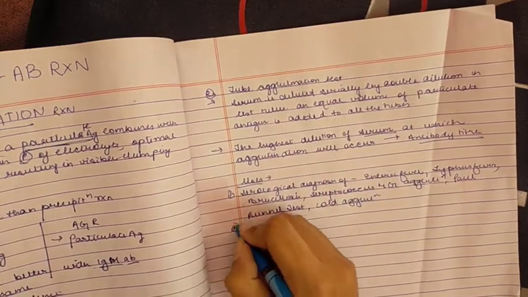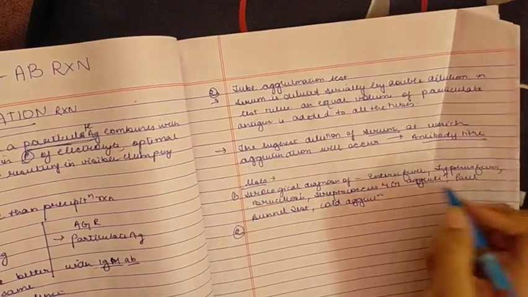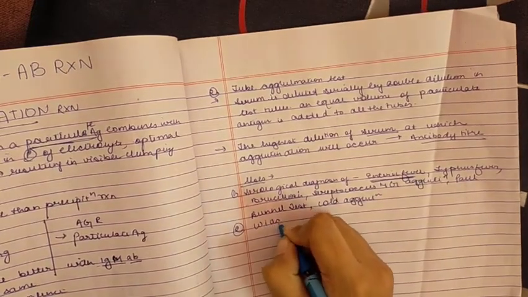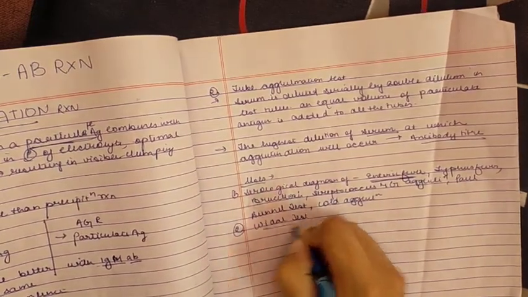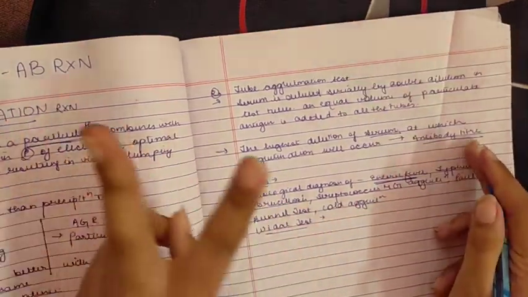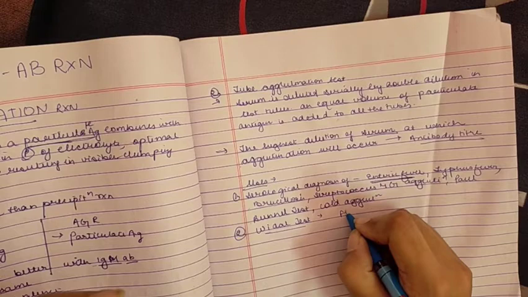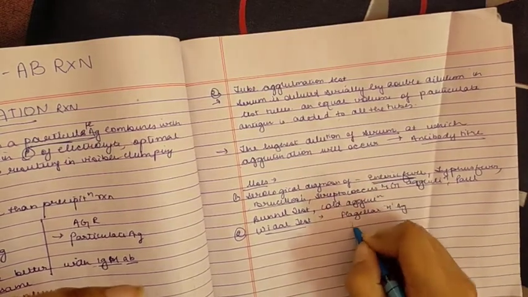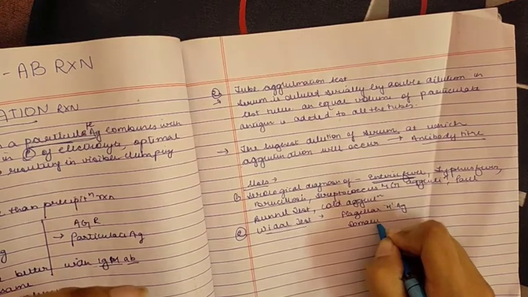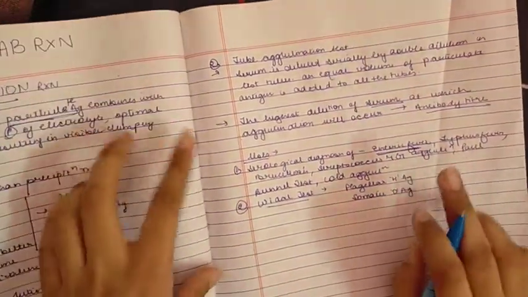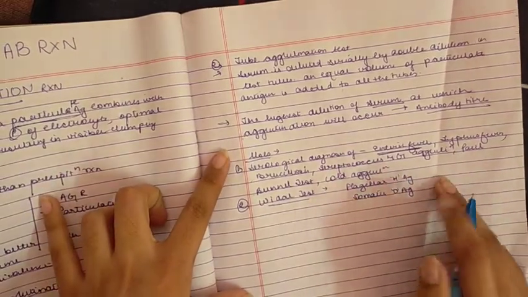Then a very important application is in enteric fever. For enteric fever we do the Widal test. So the Widal test is used for the diagnosis of enteric fever. Here we take two types of antigens. First is the flagellar H antigen and the second is the somatic O antigen. Now I'll tell you the significance of these antigens.